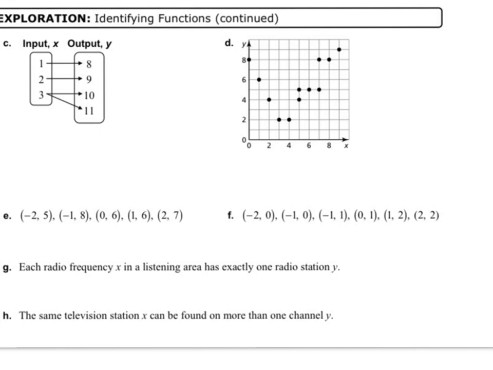Now let's look at an input-output mapping diagram to see how we can tell if that shows a function or not. So in C, it gives us 3 different inputs, 1, 2, and 3. The 1 goes to the 8. That's great, because that means there's only one output for 1. The 2 goes to the 9, also great. There's one output for the 2. The 3, however, goes to a 10 and an 11, and that breaks our rules. So this one cannot be a function because you cannot have two different outputs for one input.